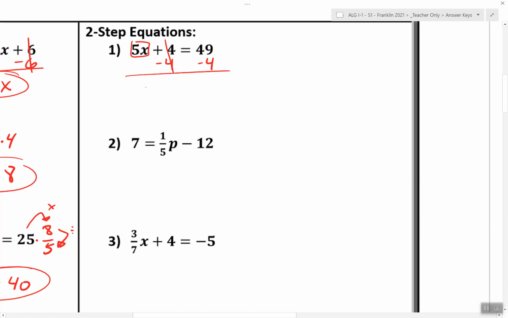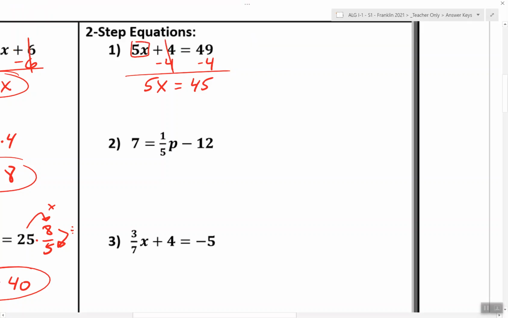So these will cancel here. We'll have 5x equals 45. Now we can take care of the 5. So if we had tried to divide by 5 first, neither one of these numbers is divisible by 5, and we'd have a bunch of decimals. So what you'll want to do is worry about the addition and subtraction step first, and then take care of the multiplication step. Again, it's like working in reverse order of operations.